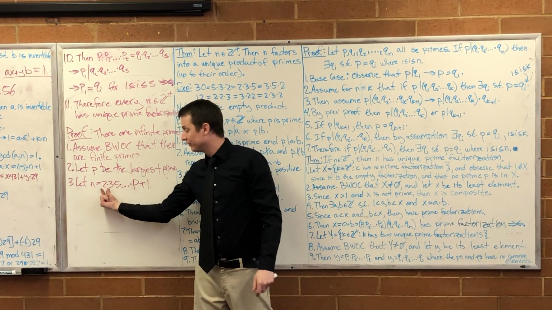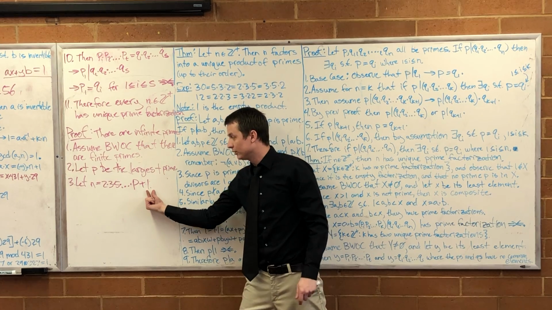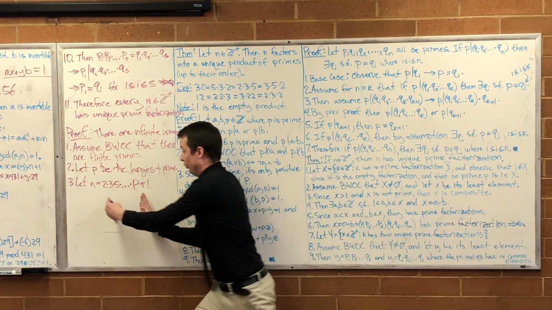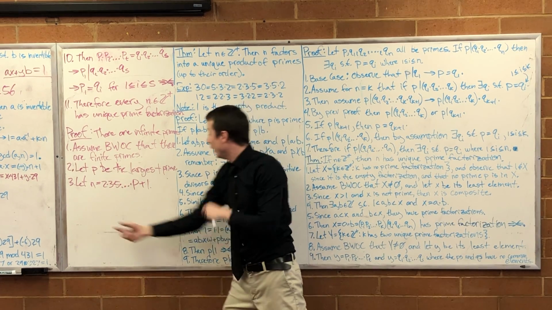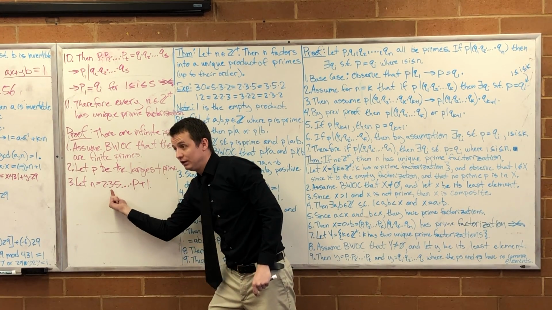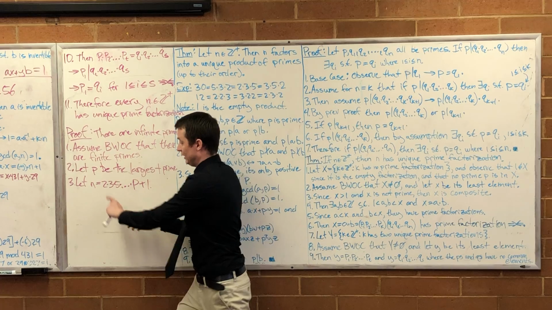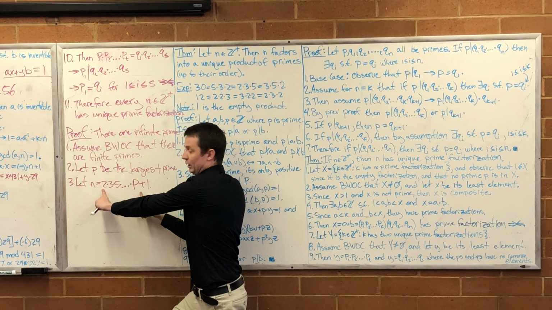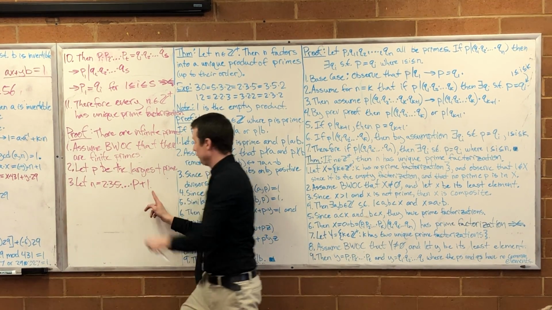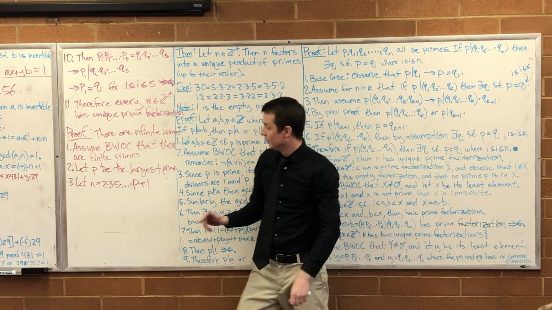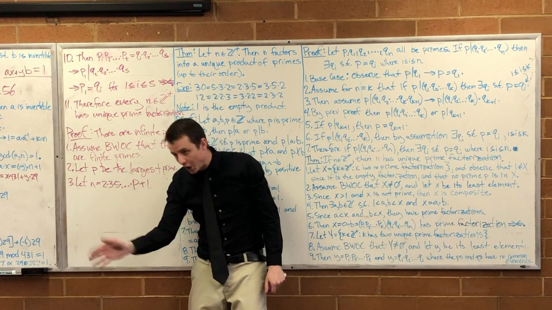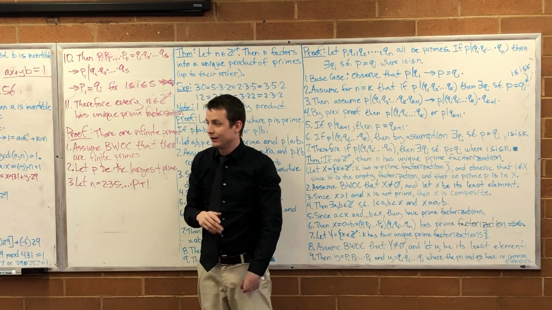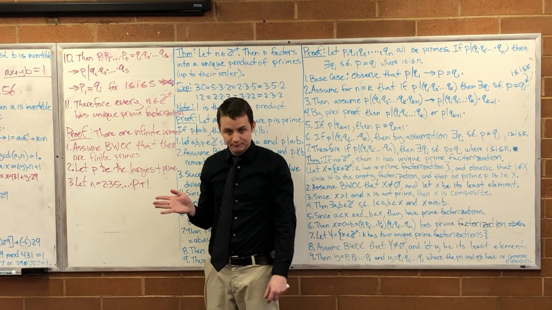Notice when I take n and divide it by 2, I'm left with a remainder of 1. n is equal to 2 times something plus 1. When I take n and divide it by 3, n is 3 times some integer, whatever you get when you multiply everything else out, plus 1. So n is not divisible by 2, 3, 5, 7, or p.